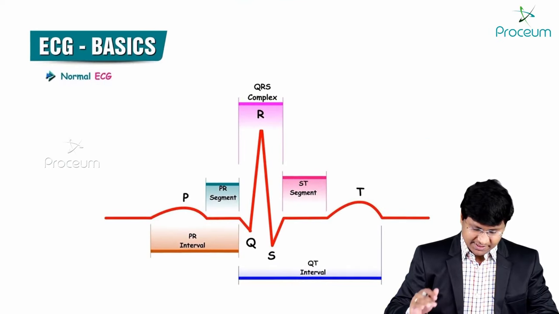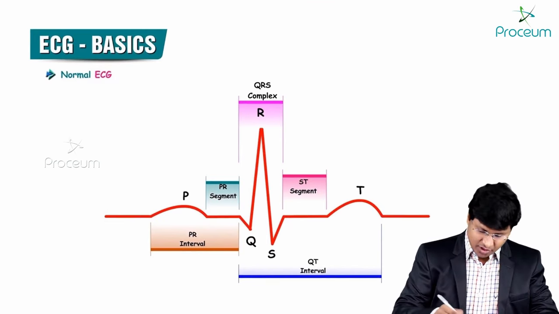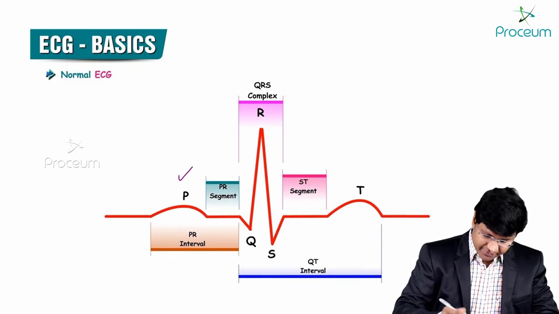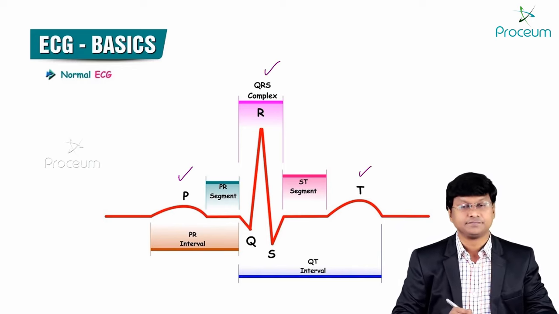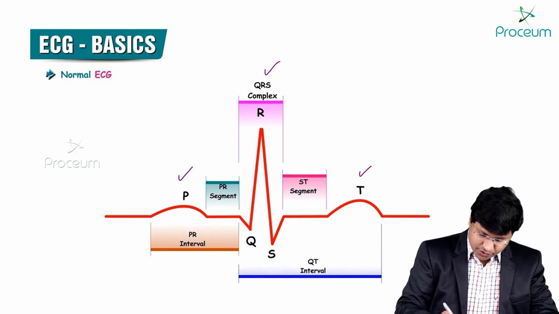So, this is the normal ECG, right? What does this normal ECG contain? If you see the waves, we have the P wave, then the QRS complex, then the T wave. And apart from that, in between the waves, we also have the segments.